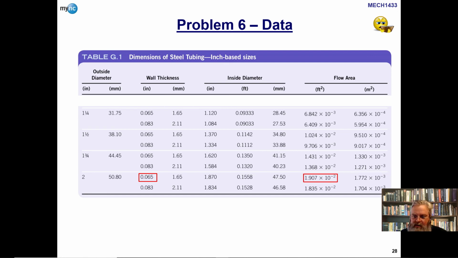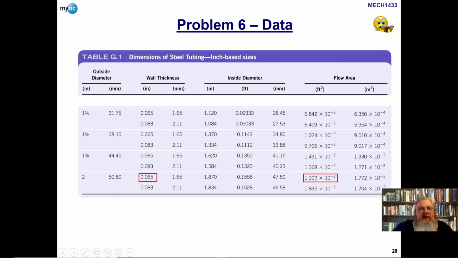But wait, there's more. Because look, wait a minute. What about this tube here? This tube is even closer to 1.83. I wanted 1.83. This one's 1.835. It's just a tiny bit bigger than the tube I need, right? So shouldn't I choose this one? Because this one's a bit more overkill, eh? This one's even bigger than this one, but this one's big enough. Don't I want this one?